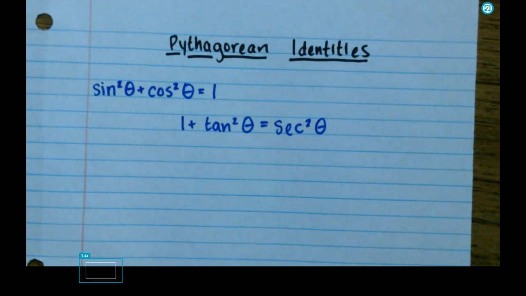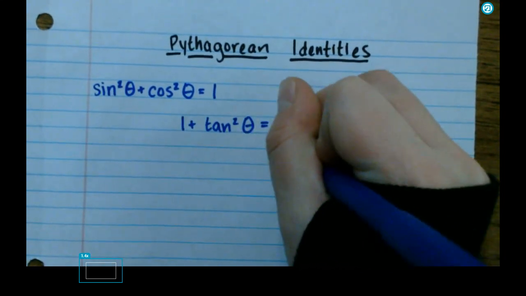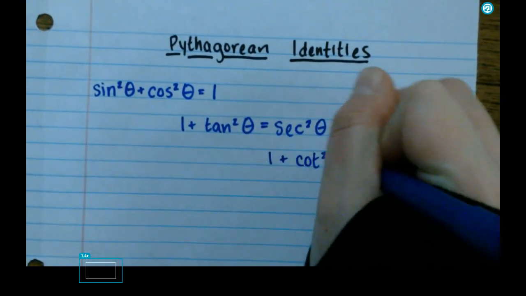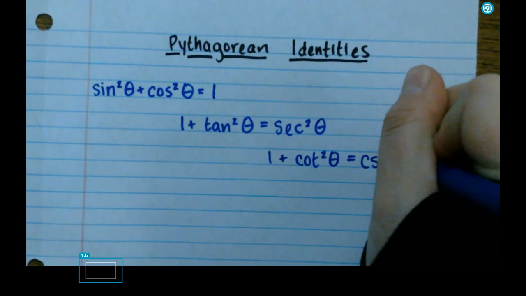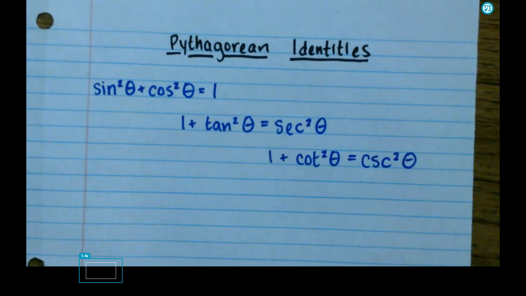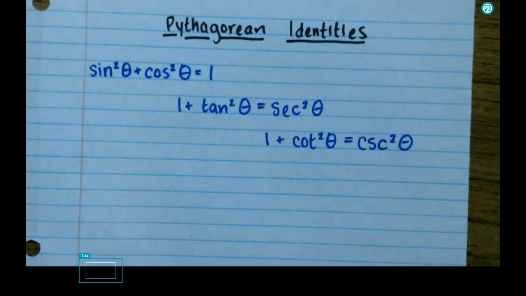And then our last Pythagorean identity is that 1 plus cotangent squared of theta equals cosecant squared of theta. So get those 3 identities written down, and then we are going to use them to do a couple different things.